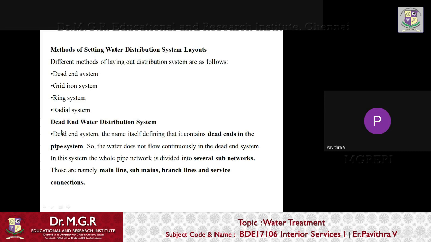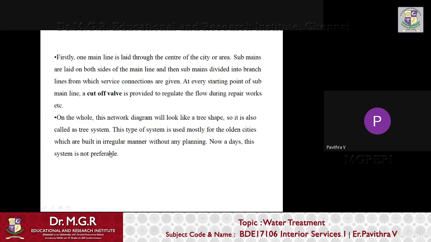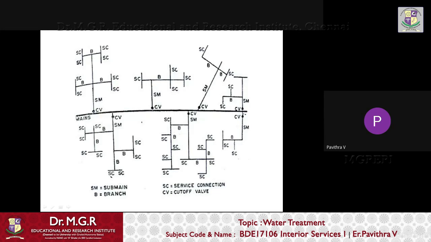Coming to the dead-end water distribution system, the name itself says that it contains dead ends in the pipe system. So the water does not flow continuously in the dead-end system. In this system, the whole pipe network is divided into several sub-networks, mainly the main line, sub-mains, branch lines, and the service connections. So at the center, that is the main line.